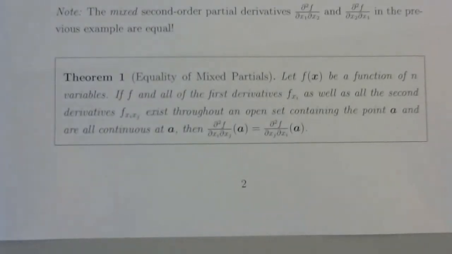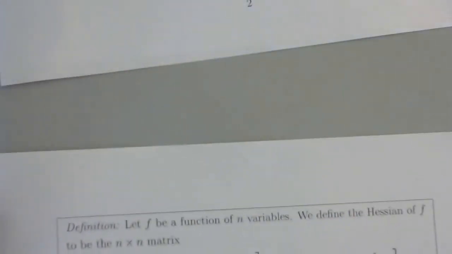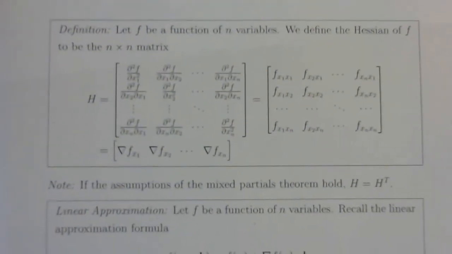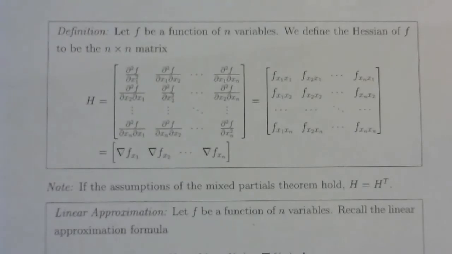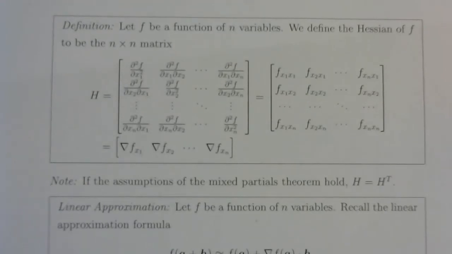Okay, let's remember a matrix that allows us to group second partials of a vector valued function. So on page 3 of the notes, we have the next definition, which is for the Hessian of a function f. So if I have a function of n variables, the Hessian is going to be this matrix where the ijth entry is the second order partial with respect to first xi and then xj.